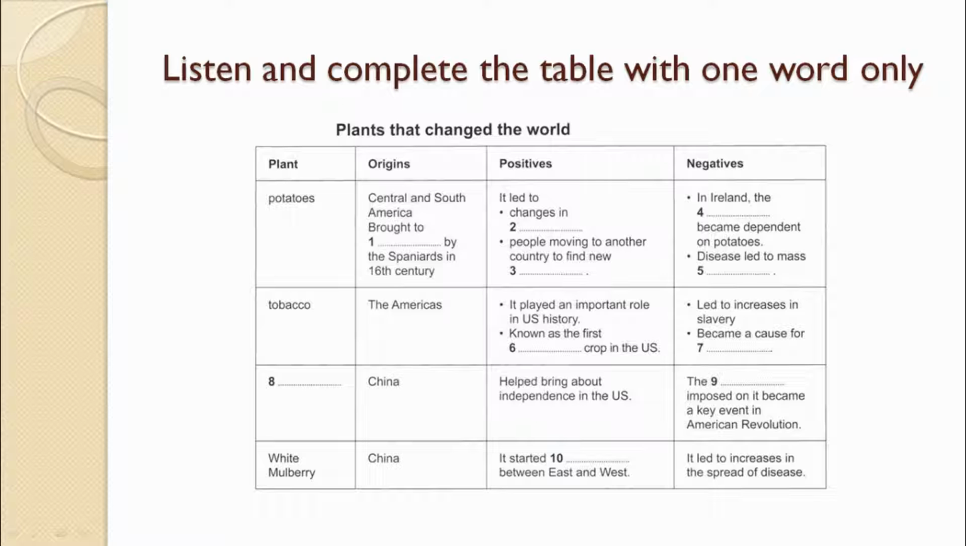The final plant I'll look at today is the white mulberry. Again, it originated in China and had an enormous influence on development in this part of the world, in particular in establishing trade between the East and the West. Sadly, the increase in trade brought with it the spread of disease and weapons.